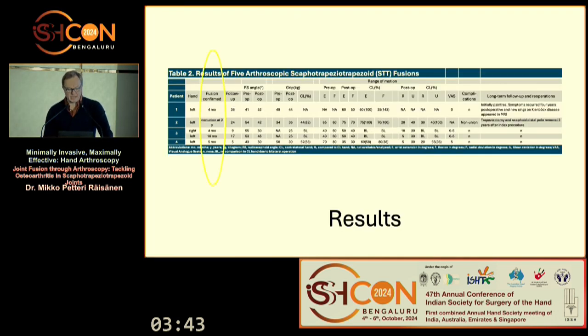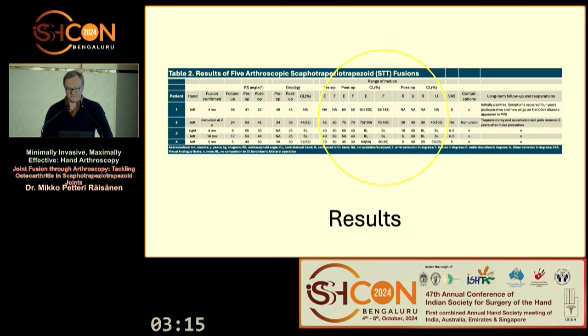If we look at results, fusion was achieved in 4 out of 5 wrists. One we didn't get, which I'm not really happy about. If we look at the RS angle, I don't think it's as good as it should be. For example, the first patient, it was more postoperative. Grip strength, again, not so good, reasonable, but not really good. Range of motion, again, I would have wanted better.